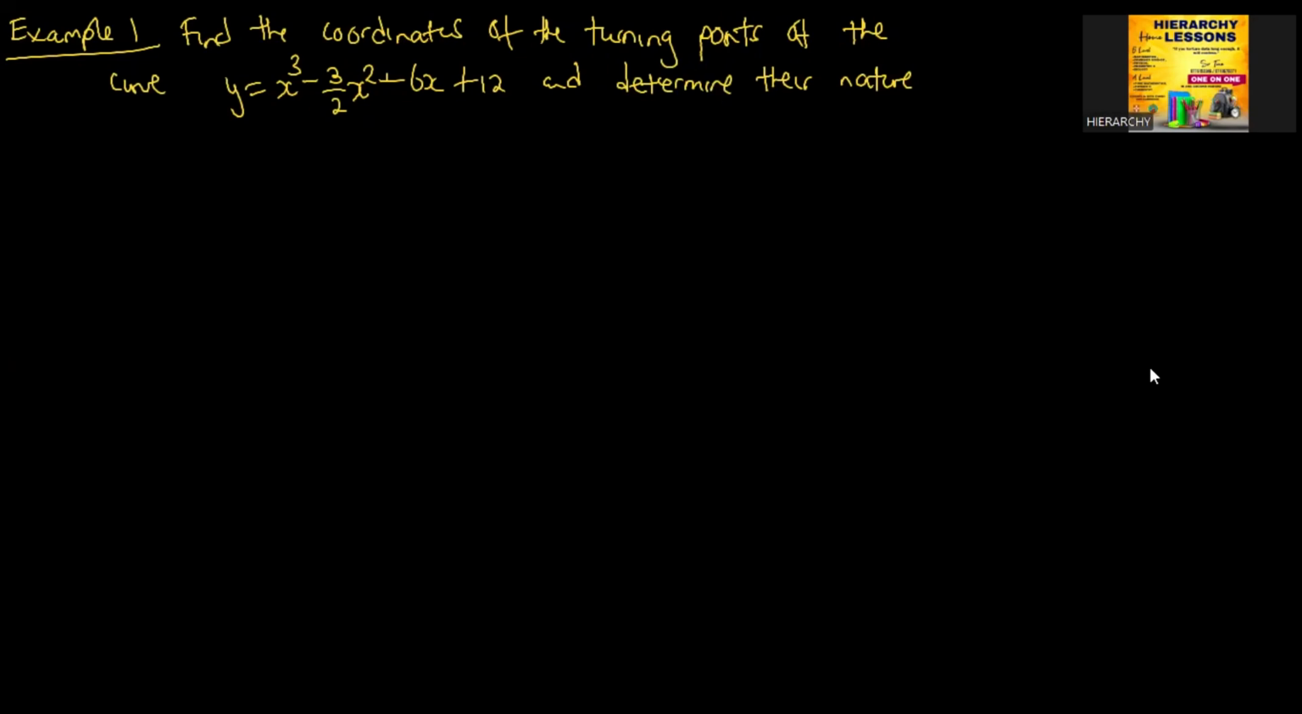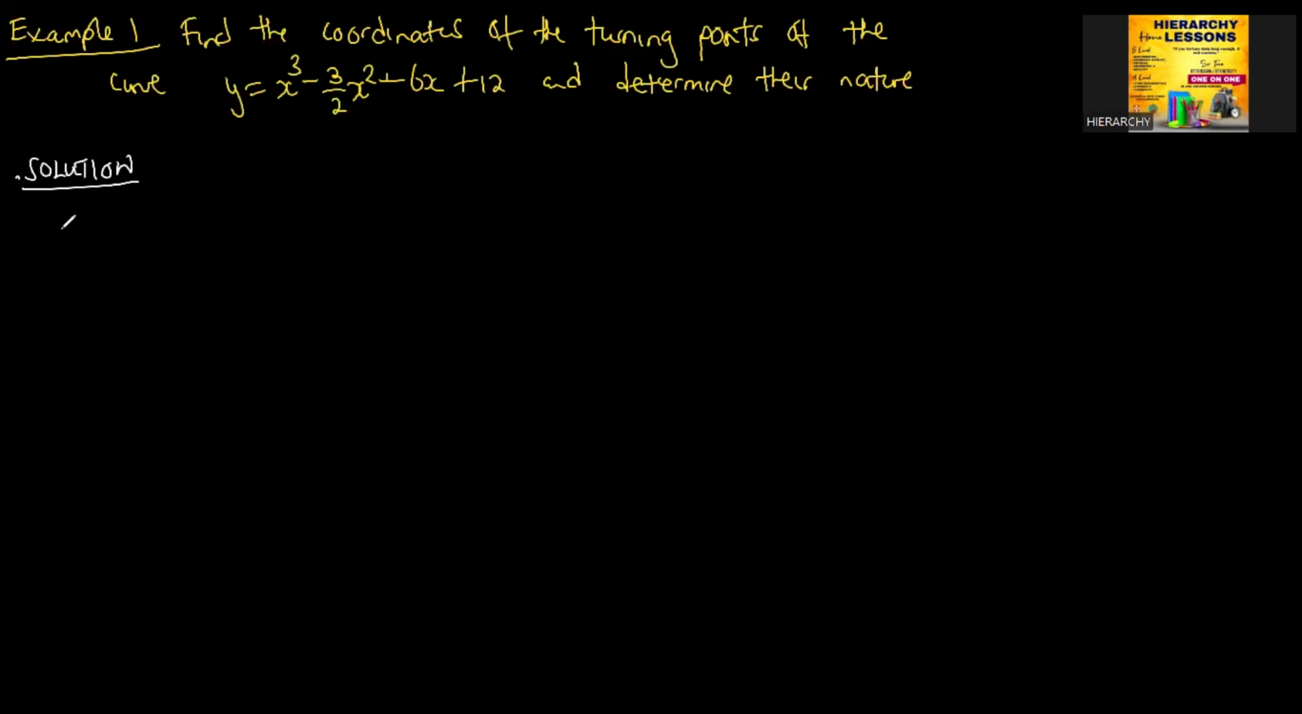Okay, so remember what we said: if you want to find the stationary points, at turning points or stationary points, dy/dx is equal to 0. The gradient is 0. The tangent to the curve is parallel to the x-axis, so the gradient is 0. So dy/dx is equal to 0.